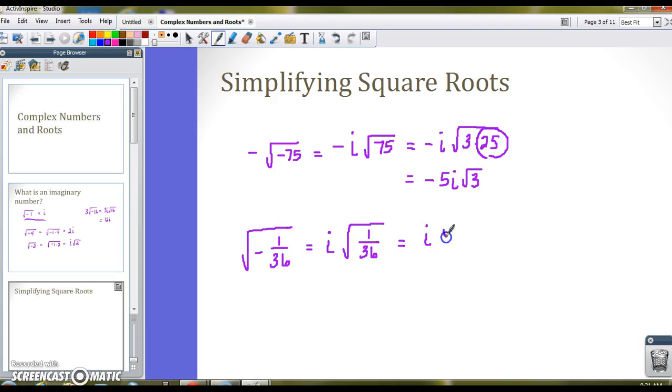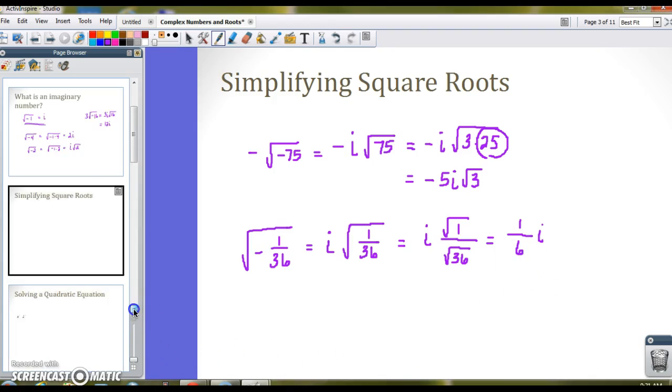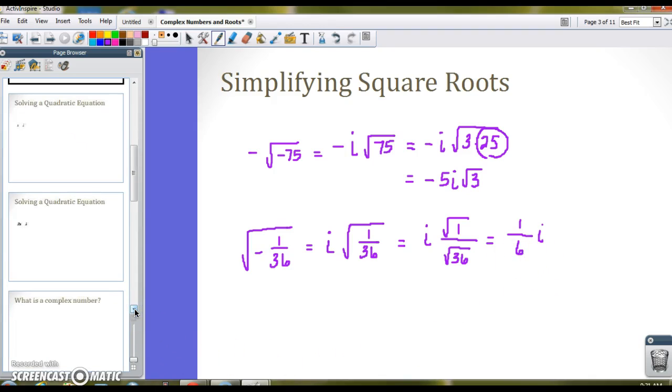If you remember back when dealing with radicals, when you have a fraction under a radical, you can go ahead and write it as a radical over a radical. Okay? And the square root of 1 is 1. The square root of 36 is 6. Because this is a number that doesn't have a radical anymore, the i gets written after it. So you end up with 1/6i. Okay, so that is a little bit about simplifying square roots when you have negatives underneath.